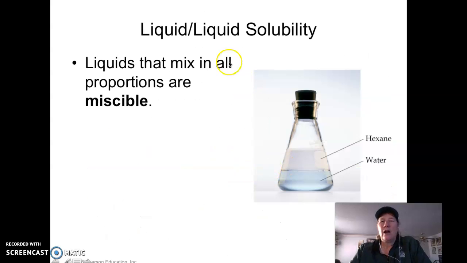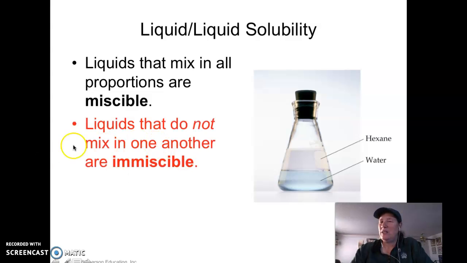Okay, all right. Liquids to liquids. Because again, when we're making a solution, it's not just a solid and a liquid. Okay, liquids that will mix in any proportion are called miscible. So miscible and immiscible are kind of like soluble and insoluble, but they're very specific. They're only for liquids. Okay, so here we have hexane and we have water, and when you can mix them in any proportion, they're called miscible.